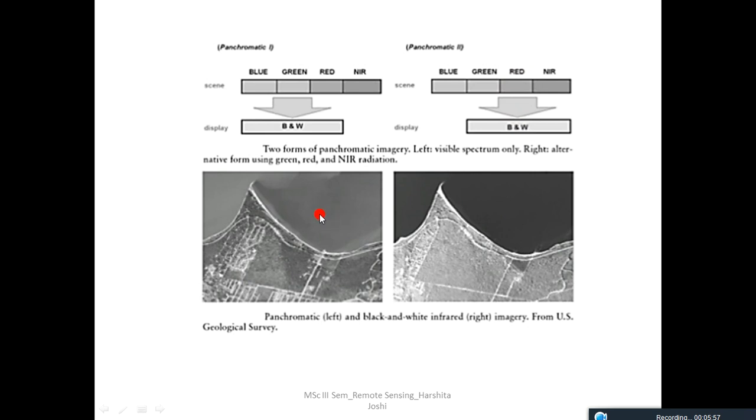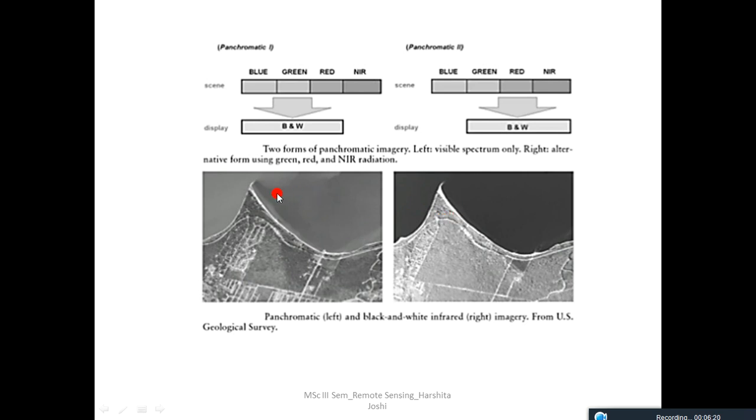So here you see within green you have shades of gray. That means the radiometric resolution is better. This shows the amount of sediments maybe, the variation, the topography maybe. It depends upon the interpretation of the interpreter at that time, okay.